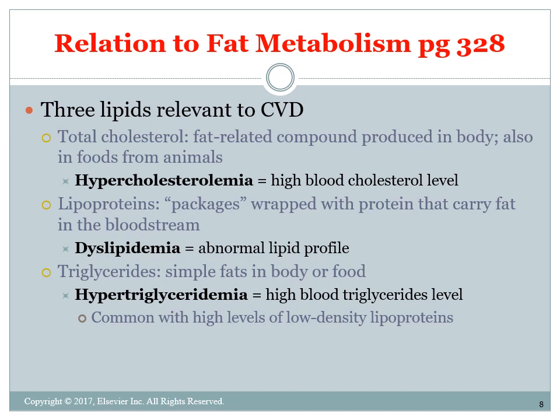So dyslipidemia, this is abnormal lipid profile. And then lastly, we see triglycerides. These are simple fats in body or food. So we can have a high level of that too. So we have hypertriglyceridemia. So that's high blood triglyceride levels. So this is common with high levels of low-density lipoproteins. And we're going to go into HDLs and LDLs next. So these are 3 lipids relevant to cardiovascular disease. We see it in cholesterol, in the lipoproteins, and also in triglycerides.